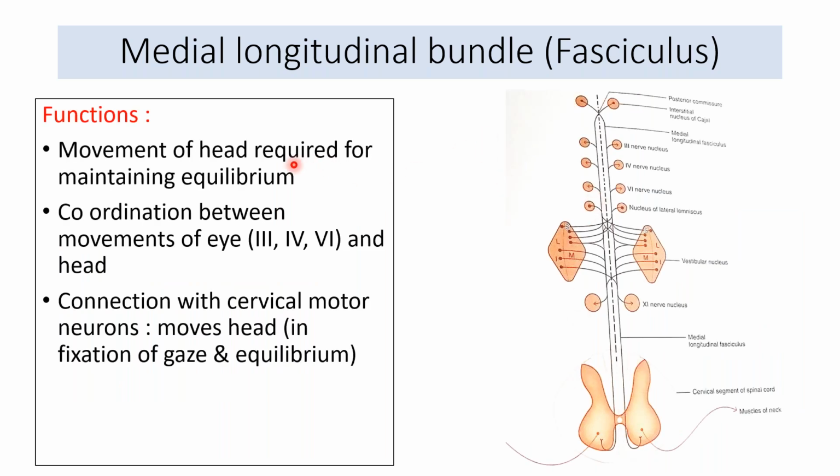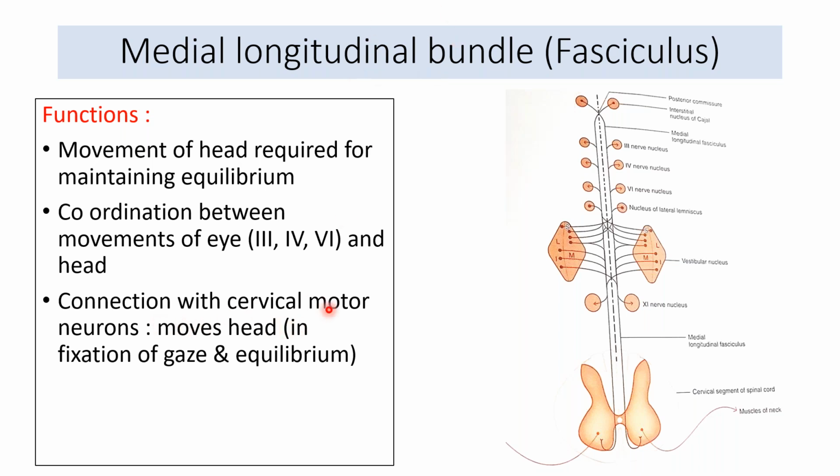involved in the movement of head required for maintaining equilibrium because of the descending fibers to the cervical segment. These are the descending fibers to the cervical segments. This will bring about the movement of the head, which is required for maintaining equilibrium. Coordination between the movements of the eye, that is through cranial nerves 3rd, 4th, and 6th. So coordination of movement of head and the eye is brought about by the medial longitudinal bundle.